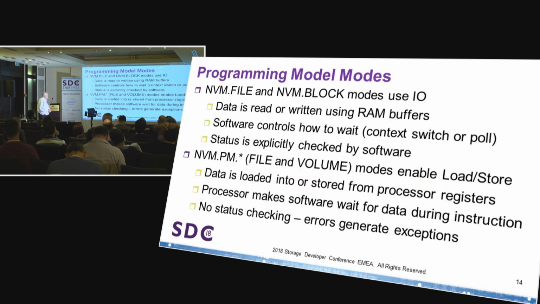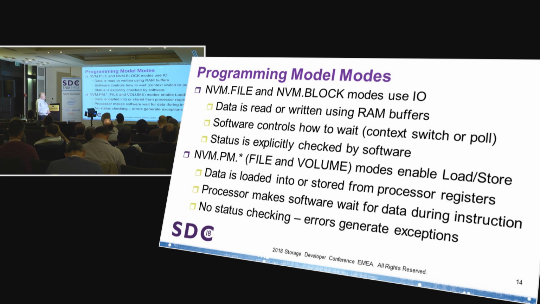So the file and block modes use I/O, right? It's not a load store thing, it's I/O. So you're reading and writing RAM buffers, and the software controls how you're going to wait. Are you going to context switch when you want access, or are you going to sit there and poll? And it depends on how long you expect to wait, right? The status is explicitly checked by the software.